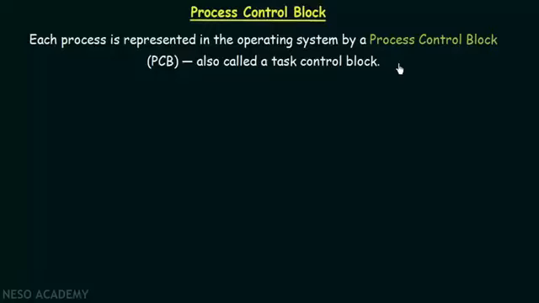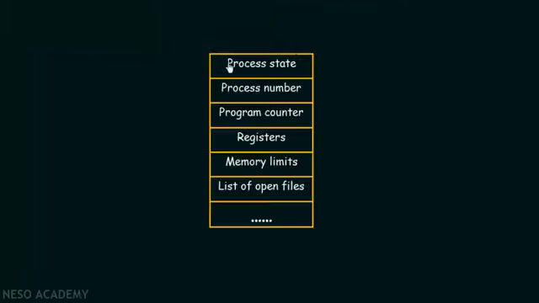Let us take an example diagram to see what the process control block looks like, and what things we have in the process control block which help us to represent that process in the operating system. The diagram given here is an example of a process control block. We have things like process state, process number, program counter, registers, memory limits, list of open files, and so on. This is just an example diagram showing a process control block and what things are present in it. Now let us see one by one what things we actually have in a process control block, and what those things tell about the process in an operating system.